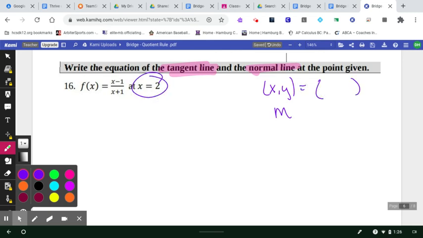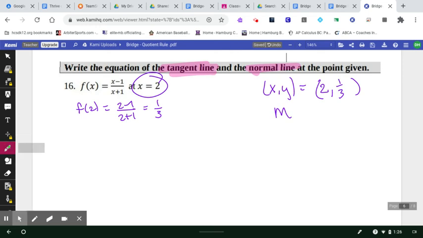If x is 2, again, I'm just substituting in 2 to get that y value. 2 minus 1 all over 2 plus 1. So I've got 1/3. So there's my point. And then here comes the calculus. When you want the slope, we now do the calculus. So if I look at this function, it's a fraction, it's a quotient. There's an x on top, there's an x on the bottom, and I cannot split because it's not one term. So I'm just going quotient rule.